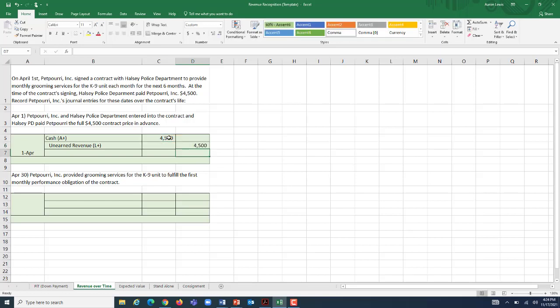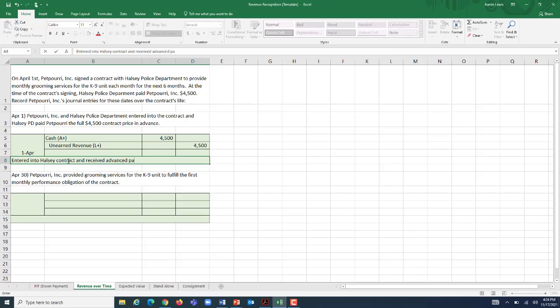That liability is going to go on the books for the full $4,500 when we entered into the Halsey contract and received advanced payment. And then this contract has different obligations identified, again, to provide a monthly service every month for the next 6 months. So whenever we meet one of those obligations, we get to systematically recognize a little bit of that revenue. Some of it is going to become earned instead of unearned.